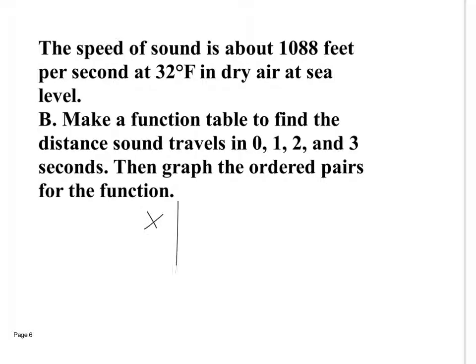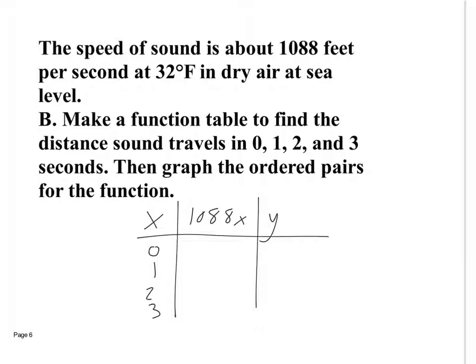Now here I'm just going to go with x, and I'm going to go 1088x, and then I'm going to go y. My x would be my input, my y would be my output. It'll also be my domain and my range. My input is 0, 1, 2, and 3. I'm going to do the first one for you, and then you're going to finish the rest of this table.